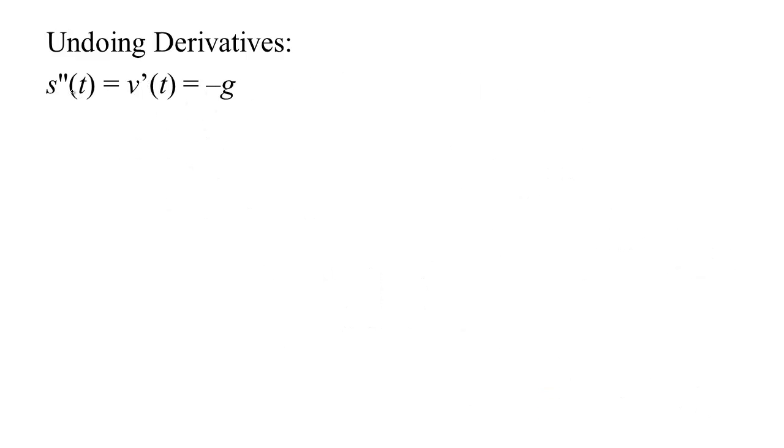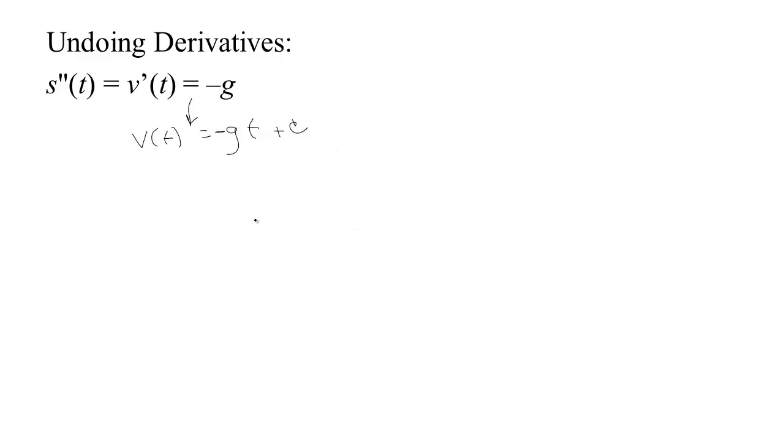We know that the second derivative of position, or that's the derivative of velocity, is this constant negative g. So knowing what we know about derivatives, what would have a derivative that's some constant? Well, it would have to be that constant times t, right? Of course, we could throw in any other constant, because the derivative of that constant would be 0. So we have to have negative gt plus some constant.